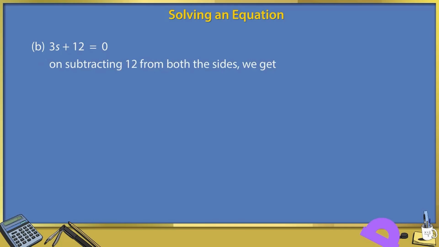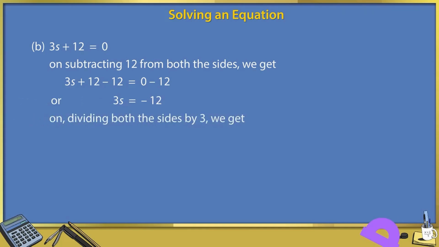On subtracting 12 from both the sides, we get 3s plus 12 minus 12 is equal to 0 minus 12, or 3s is equal to minus 12. On dividing both the sides by 3, we get 3s by 3 is equal to minus 12 by 3. S is equal to minus 12 by 3. Thus, s is equal to minus 4 is the solution.